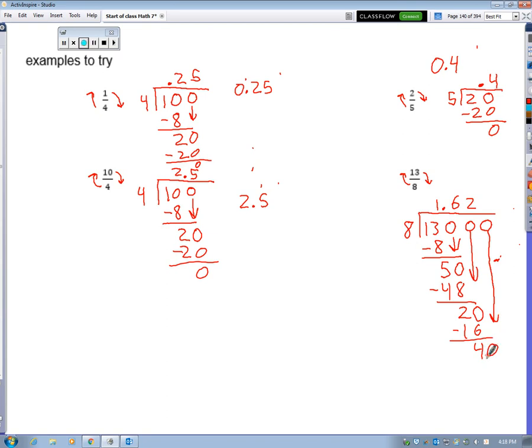And I think this is going to do it, because 8 in the 40, that's going to go in there 5 times. 8 times 5 is 40. Finally, I got my remainder of 0. So 13 over 8, the decimal number for that is 1.625 when we change that into a decimal.